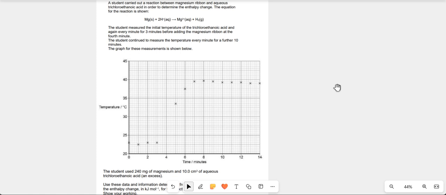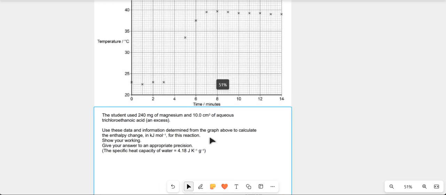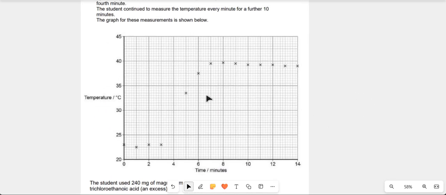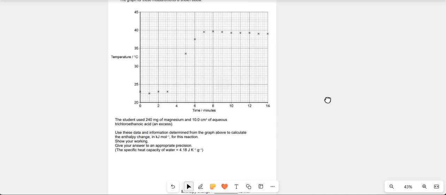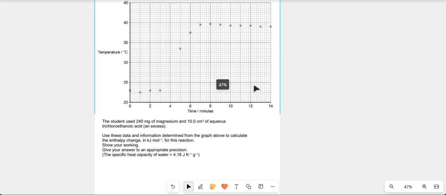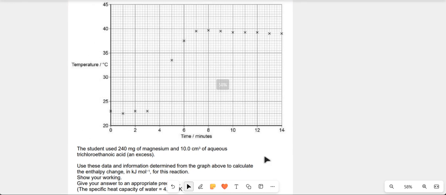So for this one, read the question. It's pretty long, I'm not going to lie, but essentially what you need to do is find the change in temperature and then use that to calculate the enthalpy change. So what I need to do here is extrapolate this correctly. The way I think I did it here is I did this.